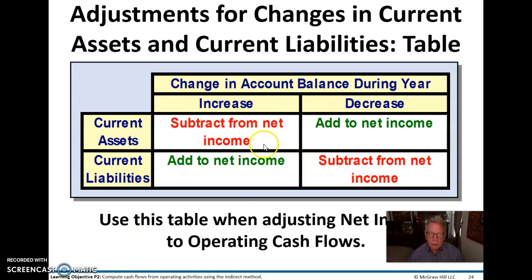This little chart tells you exactly what we just did. If the balance in current assets increases, we subtract that. And if it decreases, we add that. The exact opposite for current liabilities. I think the easiest way to remember that is my Nordstrom example. When I go to Nordstrom and I pay money, my cash goes down, but my inventory goes up. So any increase in a current asset, which inventory is, is going to decrease my cash, just like it's shown here. All right.